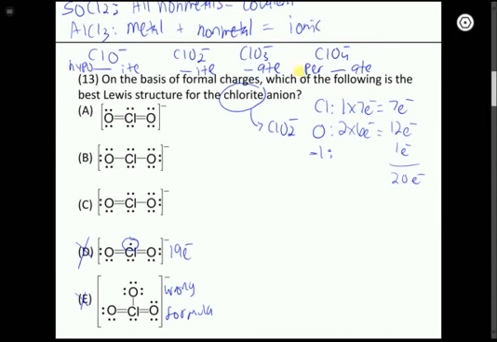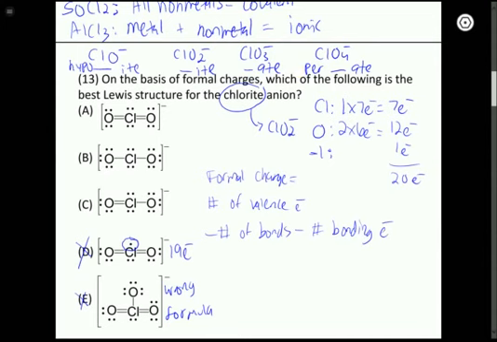So remember that the way we calculate formal charge is, it's the number of valence electrons. So we're going to calculate formal charge for every atom in the structure. So we look for the number of valence electrons. We subtract the number of bonds that that atom is involved with, and then we subtract the number of non-bonding electrons, which we count individually.